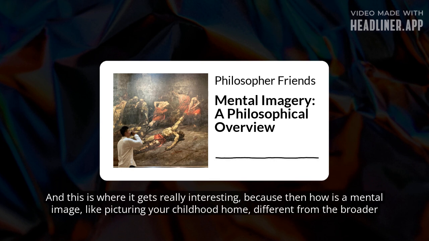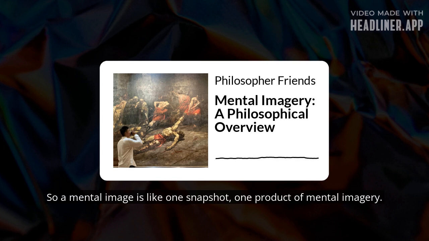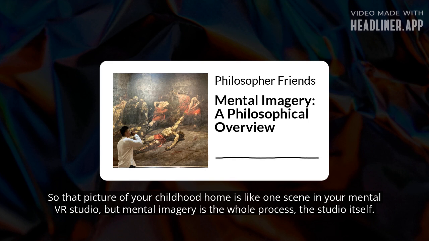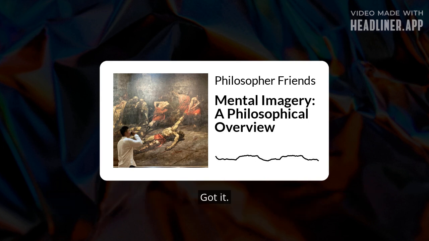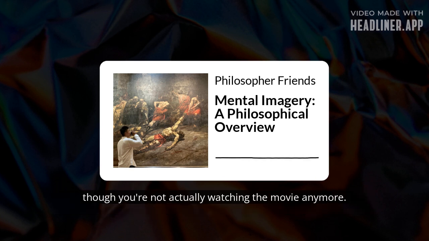Exactly. And this is where it gets really interesting because then how is a mental image, like picturing your childhood home, different from the broader concept of mental imagery? Yeah, are they not the same thing? So a mental image is like one snapshot, one product of mental imagery, right? So that picture of your childhood home is like one scene in your mental VR studio. But mental imagery is the whole process, the studio itself. Got it. So if mental imagery is the studio, then a flashback to a scary movie would be like one of those horror scenes playing in your head, even though you're not actually watching the movie anymore?